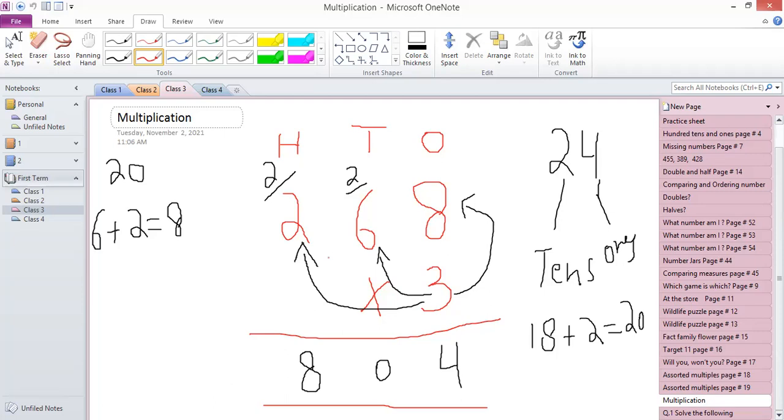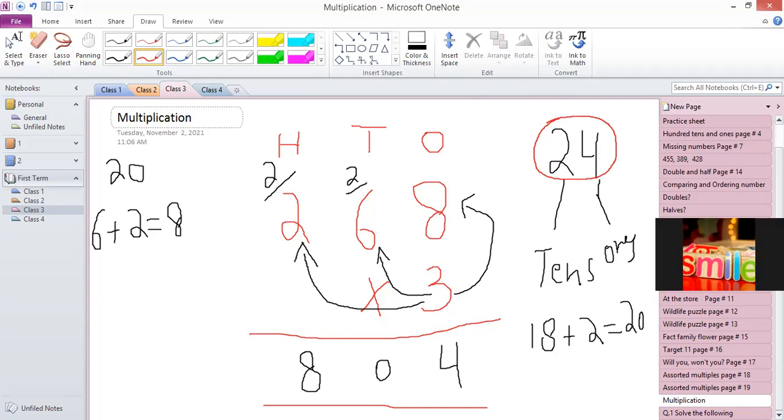This is 268 by 3. First, you will multiply 3 by 8. For that, you check the table of 3: 3 by 1 is 3, 3 by 2 is 6, 3 by 3 is 9, 3 by 4 is 12, 3 by 5 is 15, 3 by 6 is 18, 3 by 7 is 21, and 3 by 8 is 24. In 24, there are 2 digits, 2 tens and 4 ones. So you will only write the ones in the ones place, and the tens you need to regroup with the tens.